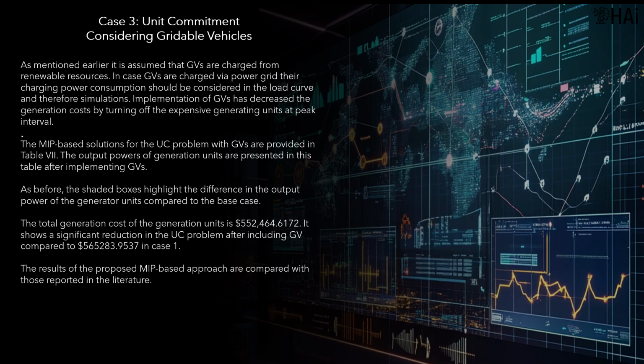Case 3. Unit commitment considering gridable vehicles. As mentioned before, it is assumed that GVs are charged with renewable resources. In this case, the GVs are charged via the power grid. Their charging energy consumption must be considered in the charging curve and thus in the simulations. The implementation of GVs has reduced generation costs by shutting down expensive generating units at peak intervals.